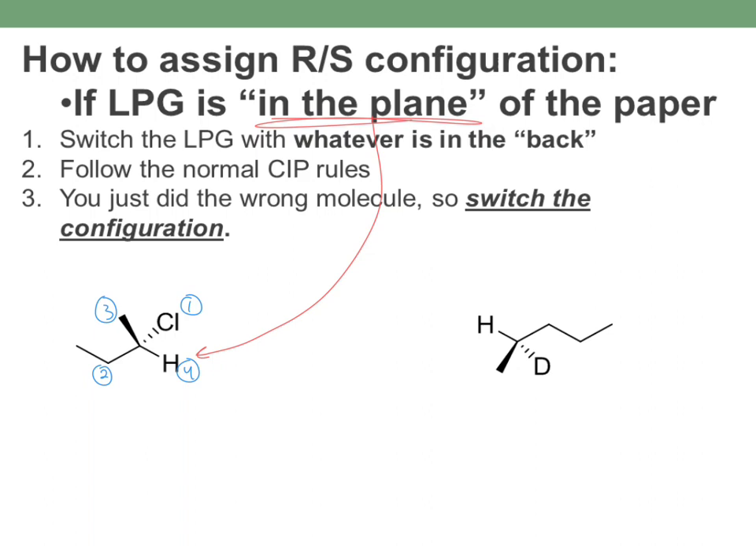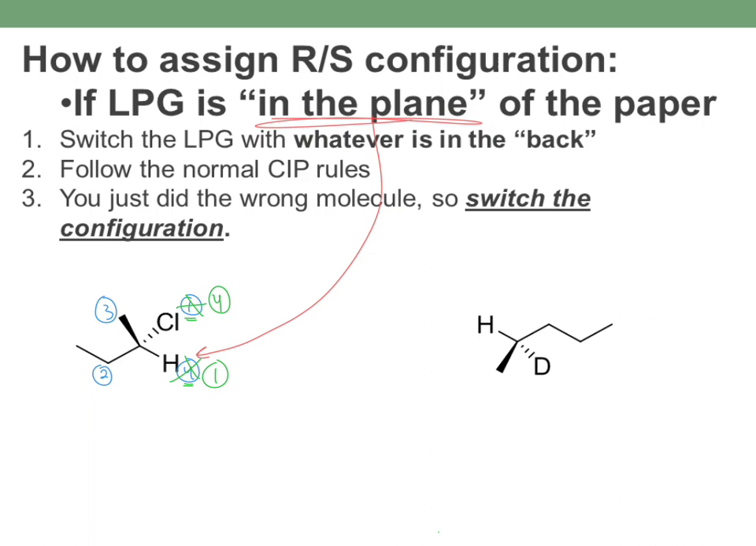So I can't just take it and be right. I can't take it and switch it. I have to do a little bit of manipulation. So what I'm going to do here is, like I said in the instructions up here, I'm going to take whatever my lowest priority group is, so my number 4 here, and I'm going to switch it with whatever's in the back, which is my number 1. In this case, it's my number 1, right? Because the chlorine's in the back. It's the dash. So now I'm going to call this 4. I'm going to call this 1.